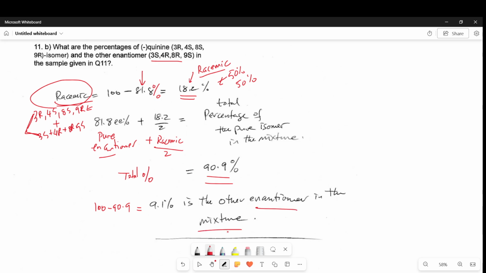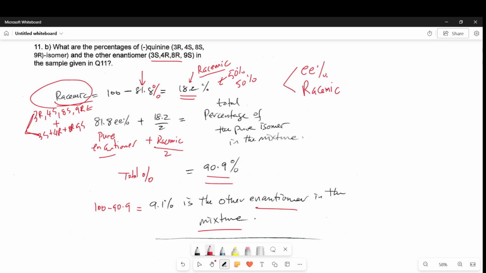So this is how you answer. It's a little bit involved, but that's what you need to understand, what the enantiomeric excess is. So the major concepts are EE, enantiomeric excess, and racemic. These are the two important concepts I want you to know in this question.